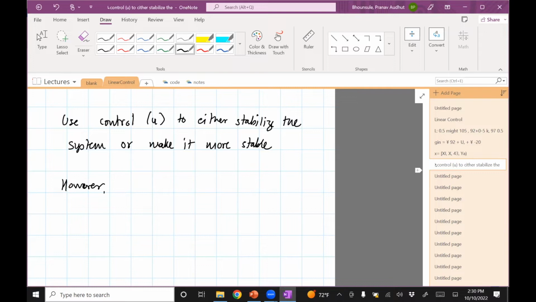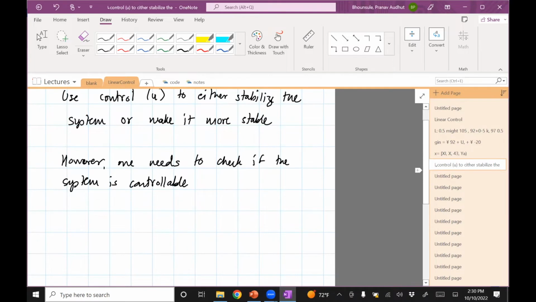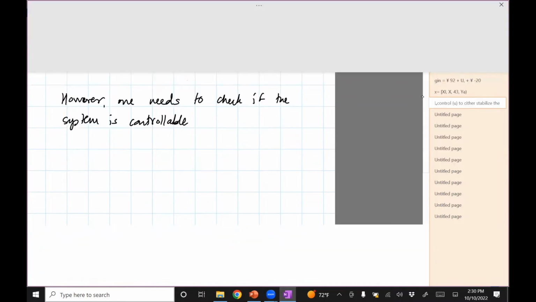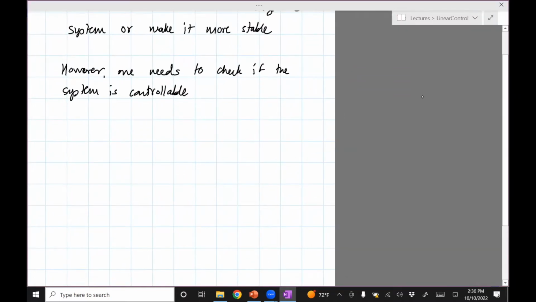However, one needs to check if the system is controllable. Have you heard of controllability before? How many of you have heard of controllability before? Just 2 or 3. Okay. So this is really taught in a course. If you take 412, I think you'll be taught controllability. I'll define what it means, and I'll just give you an intuition, and then we can just move on. I'll tell you what condition to check for.